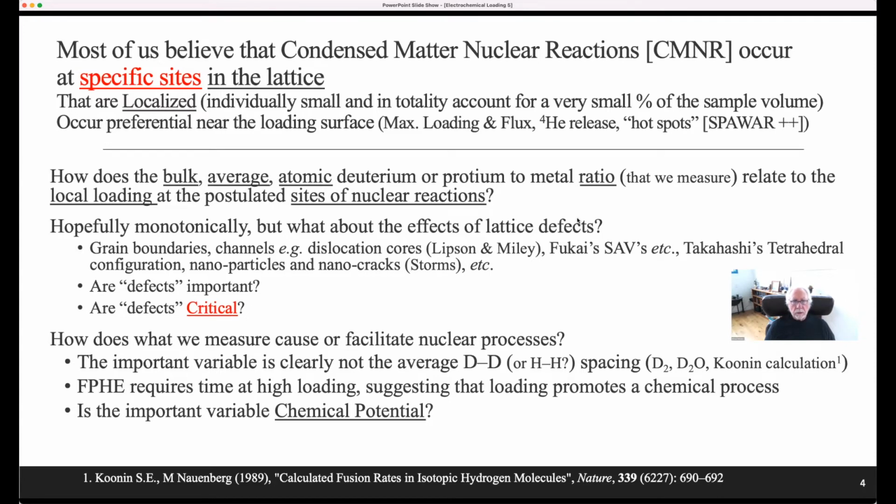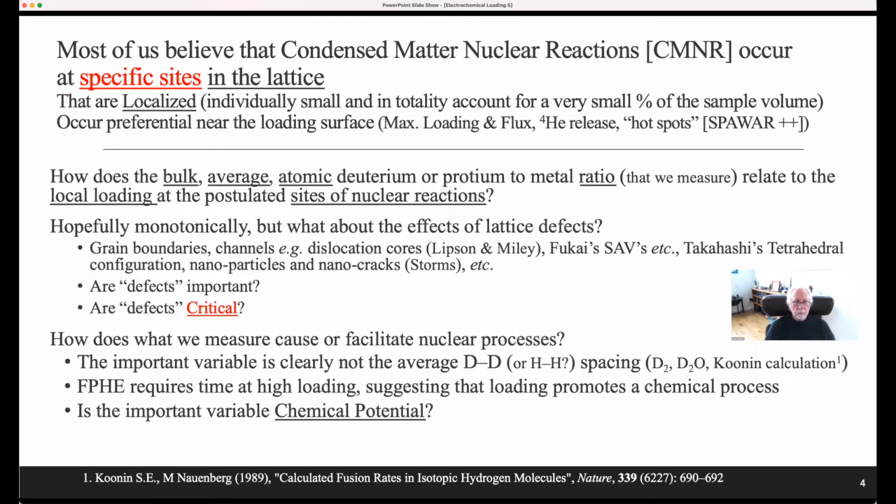But how does the bulk average atomic deuterium or protium to metal ratio, the thing that we measure, relate to the local loading at the postulated sites of nuclear reaction? We hope that it's monotonic, that is, as one goes up, so does the other, but there are effects of lattice defects. I've listed a few here. There are many classes of defect. A question on the table still is, are defects important? Are defects critical to producing the effect? And how does what we measure cause or facilitate nuclear processes?